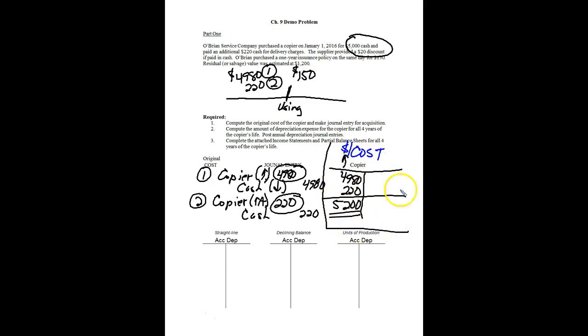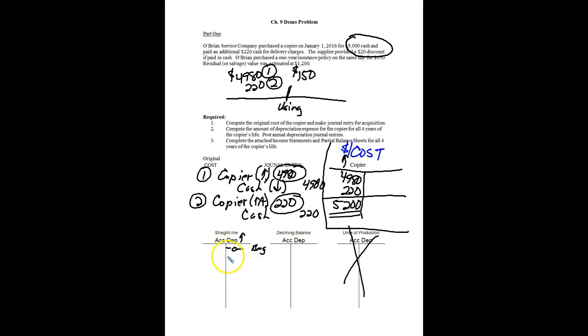So here again, here's our asset. In a future lecture we're going to look at a different depreciation method, but for this lecture, we're just going to look at straight line. So if we had straight line, again, we started out with 0 at the very beginning.